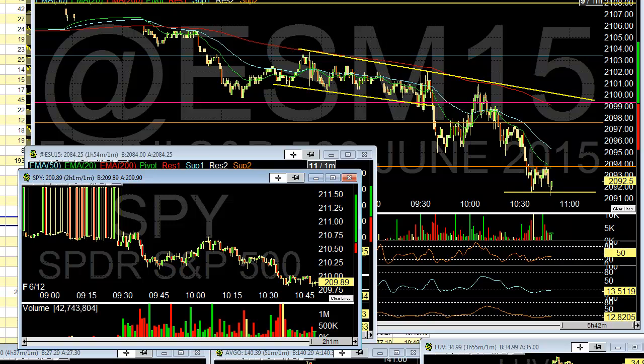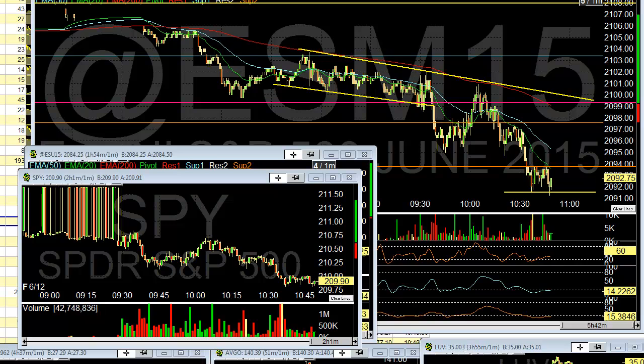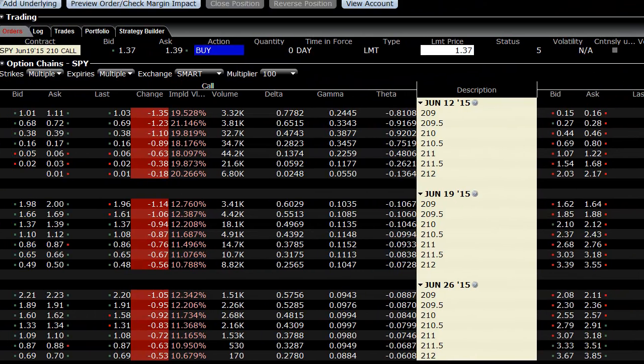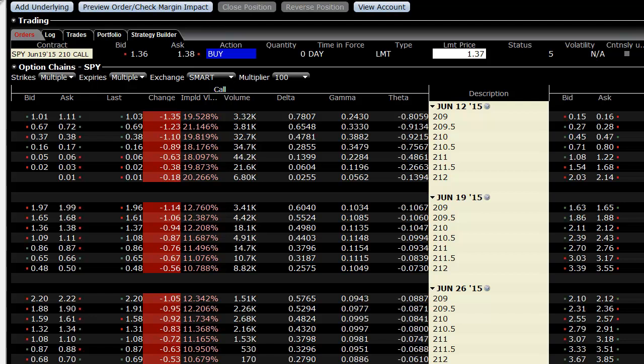Now with the SPY 210, we're coming up on 210 to July 19. 210 SPYs trading at 136, 137. And we'll just go. We're going to jump in on 5 of these right here. All right, so just jumped in on 5.